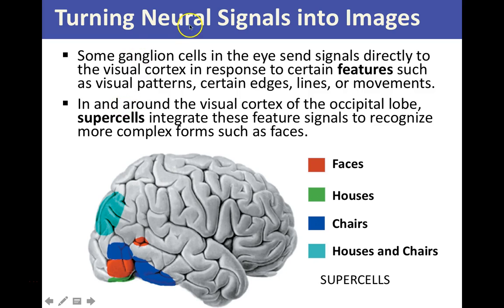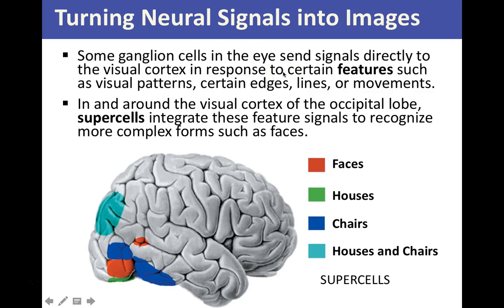They integrate these feature signals to recognize more complex forms such as faces. So, you know, we actually have supercell structures that basically facilitate the recognition of visual patterns for faces, okay, for houses, for chairs, for houses and chairs. Damage here, for example, okay, can make it impossible for people to actually be able to recognize faces, okay.